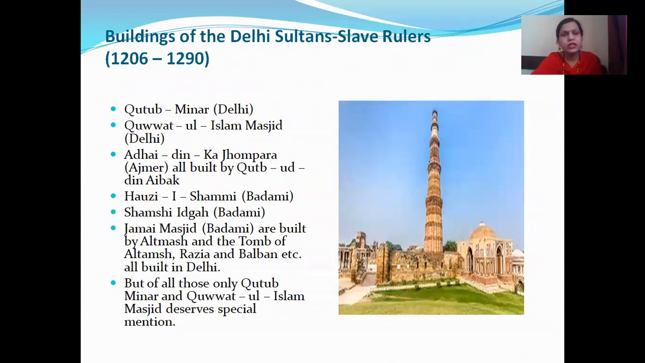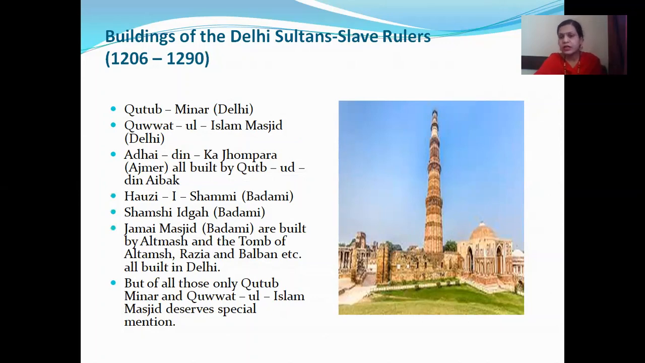Examples are mentioned here. Buildings of the Delhi Sultan slave rulers: Qutub Minar, one of the most famous in India, founded by Qutubuddin Aibak and completed by Iltutmish. Then again, Quwwatul Islam Masjid also shows the Delhi Sultans' contribution to architecture. Then Adai Din Ka Jhopada, Ajmer, all built by Qutubuddin Aibak.